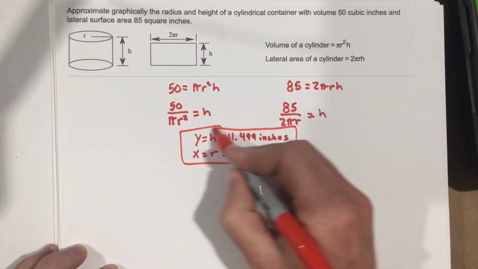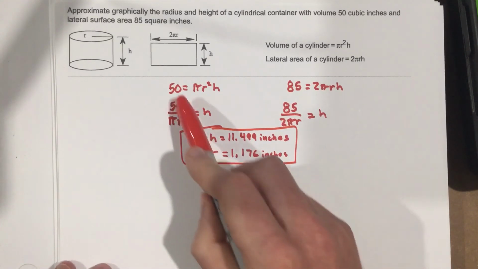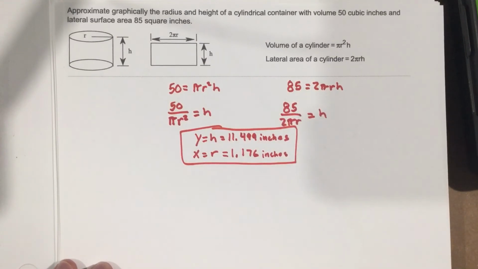I hope that makes sense how we did that and solved it graphically. We just looked for the intersection point after we plugged in our values for the volume and the lateral area.